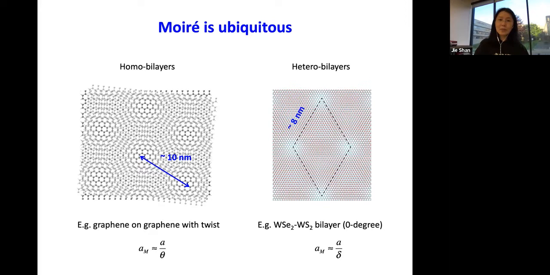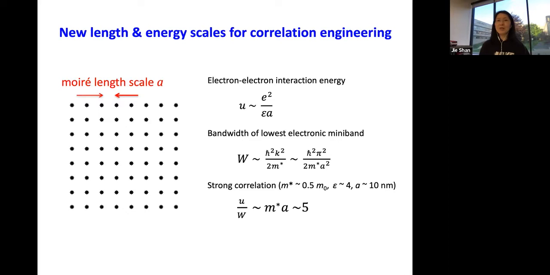Why this is important for correlation is because the moiré materials introduce new length scale, energy scale. So we can just see this in this back of envelope calculation. Let's say we have a moiré with lattice constant of A, then the interaction energy can be estimated as one over distance and some dielectric constant. The bandwidth or the kinetic energy of the lowest electronic miniband is inversely proportional to the separation square.